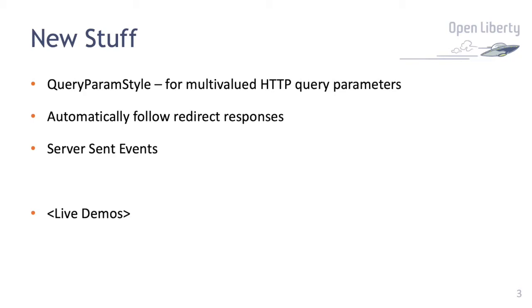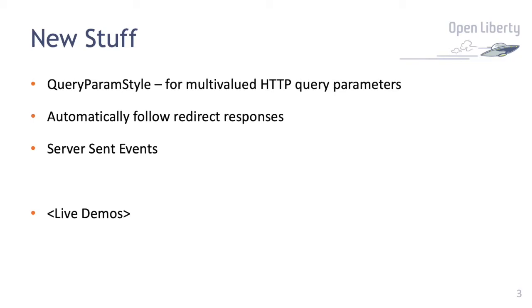Next one is automatically following redirect responses. If a server responds back with a 300 level HTTP response code, that basically says that the data you're looking for is somewhere else, and it usually comes back with a link to the new location. By default, MicroProfile REST Client does not follow redirect responses. It'll just return that 300 response to the user, and then the user can make a decision as to what they want to do with that.